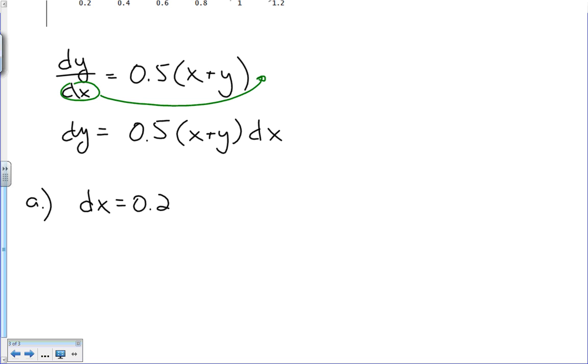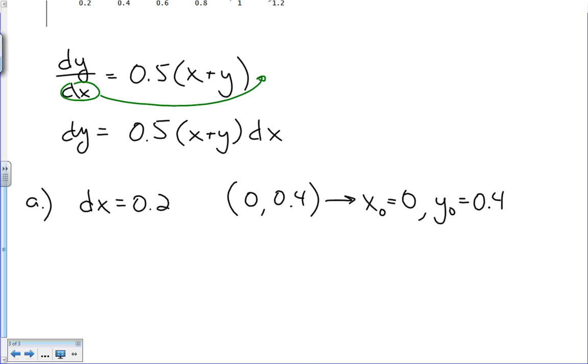So they gave us that dx is 0.2, and then they gave us the initial condition, that is that at x is 0, y is equal to 0.4. And I'm going to write it out a different way here for us, and if it helps you to do it this way, you do it that way as well. But I'm going to call this x sub 0 is 0, and then y sub 0 is 0.4. So they'll give us names for each of these points as we come up with them.